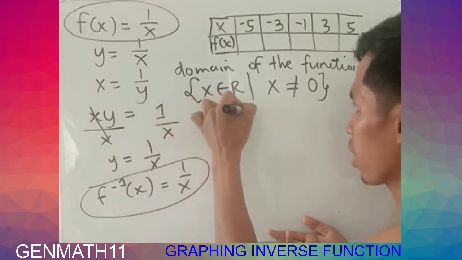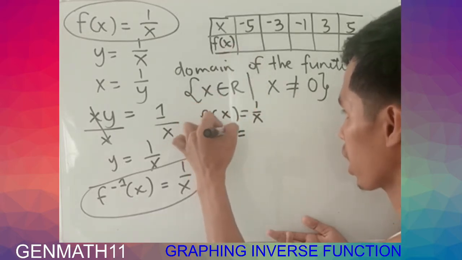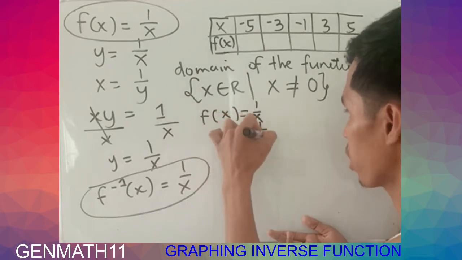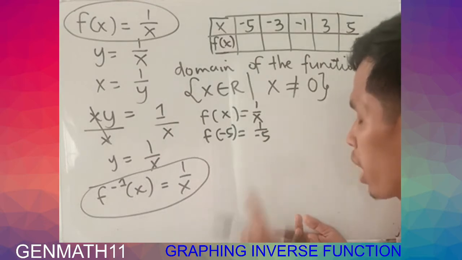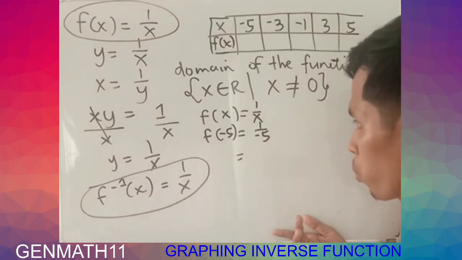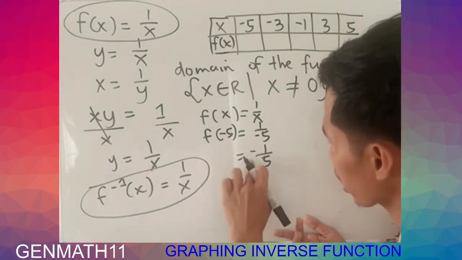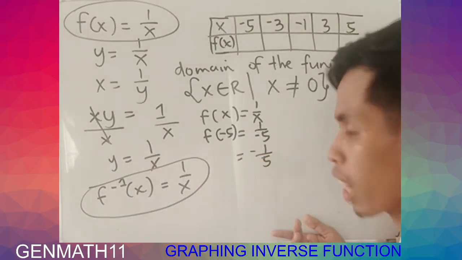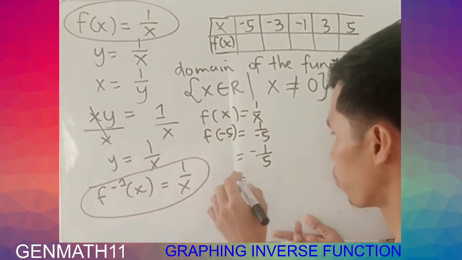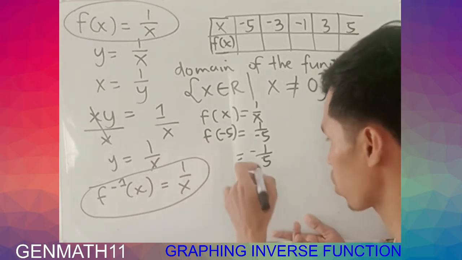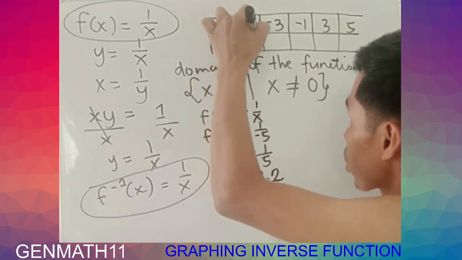Okay. So, substitute lang natin ha. The value of x is negative 5. So, 1 over negative 5. Pwede natin siyang i-transfer as negative 1 over 5, nasa gitna yung negative 1. Then, divide natin. So, negative 1 divided by 5, ang sagot dyan ay 0.2. So, negative 0.2.